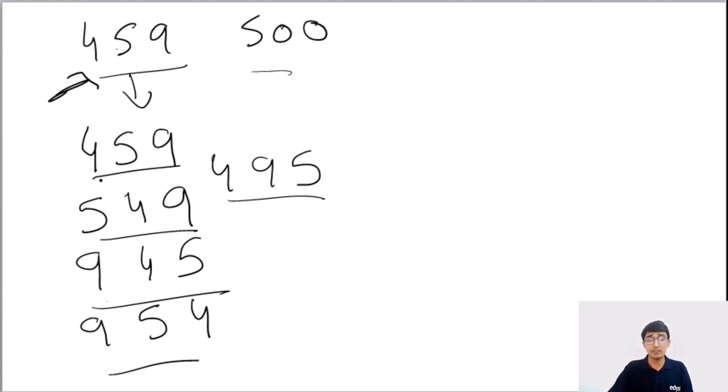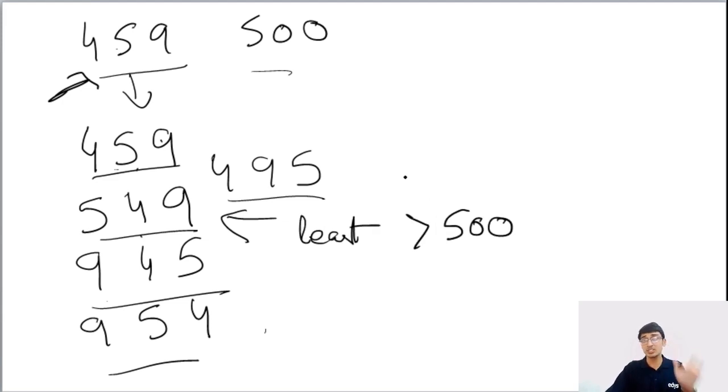So if I take all of these numbers and sort them, this is the sorting order: 459, 495, not greater than 500. 549 is greater than 500. All of the other numbers are going to be greater than 549. So 549 is the least number that is greater than 500. This is the most straightforward way to do it.